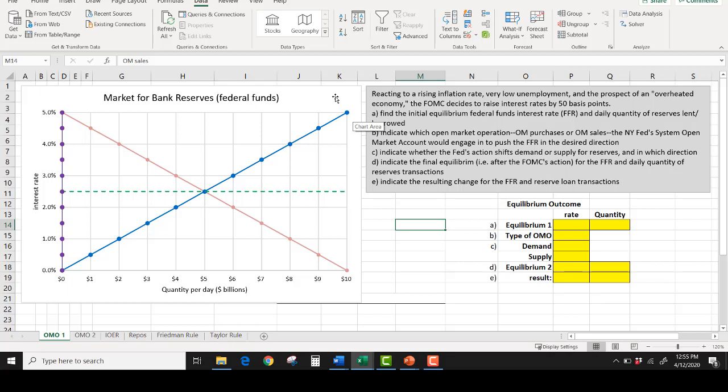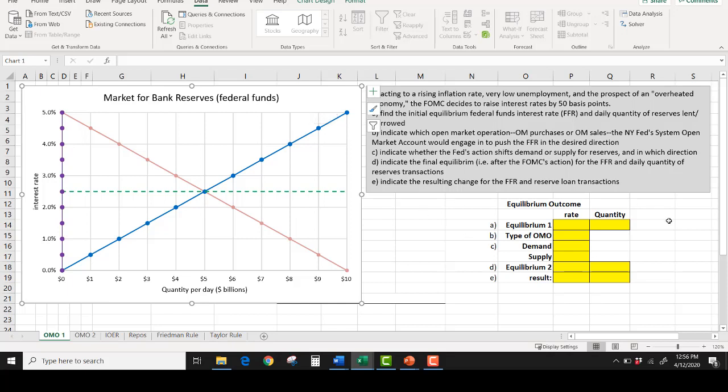So we can think about the level of the federal funds rate and whether it's going up or down as a barometer of broader credit markets. And that's certainly how the FOMC wants us to think about it. So we've got the interest rate on the price axis and then the quantity per day in billions for bank reserves in this federal funds market.